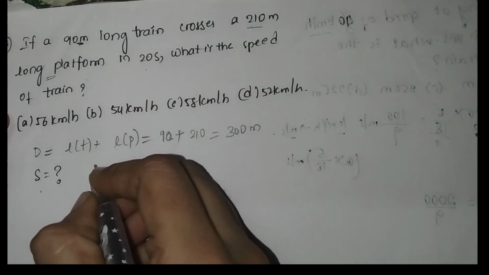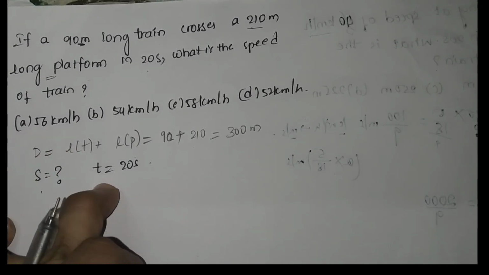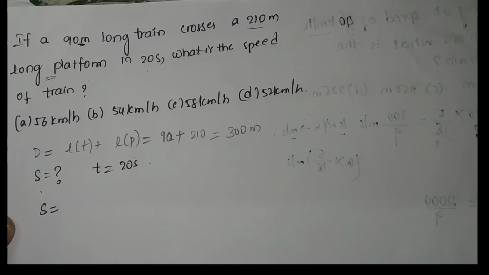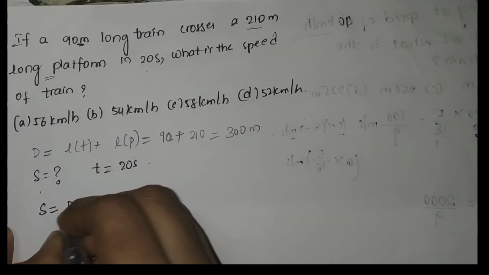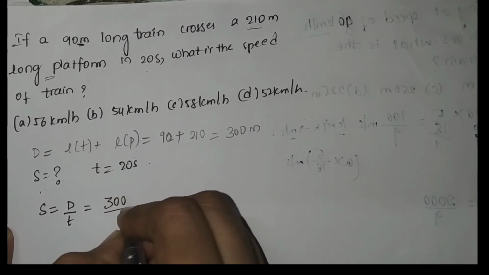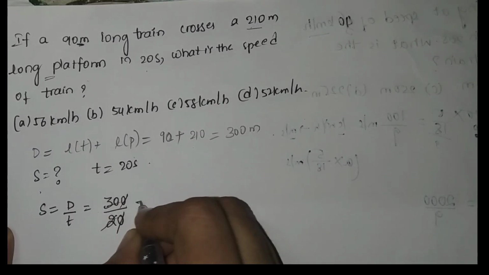They are asking for the speed of the train. They also gave the time, 20 seconds. So we have distance and time, and we need to calculate the speed. What is the speed formula? Speed is equal to distance by time. The distance we have is 300. What is the time? 20. Zeros cancel. In the 2 table, 30 is 15 times.